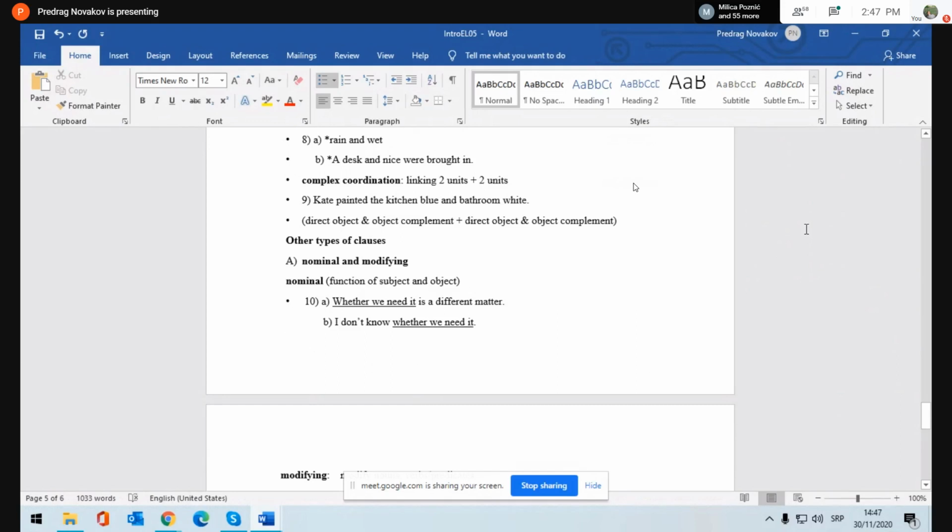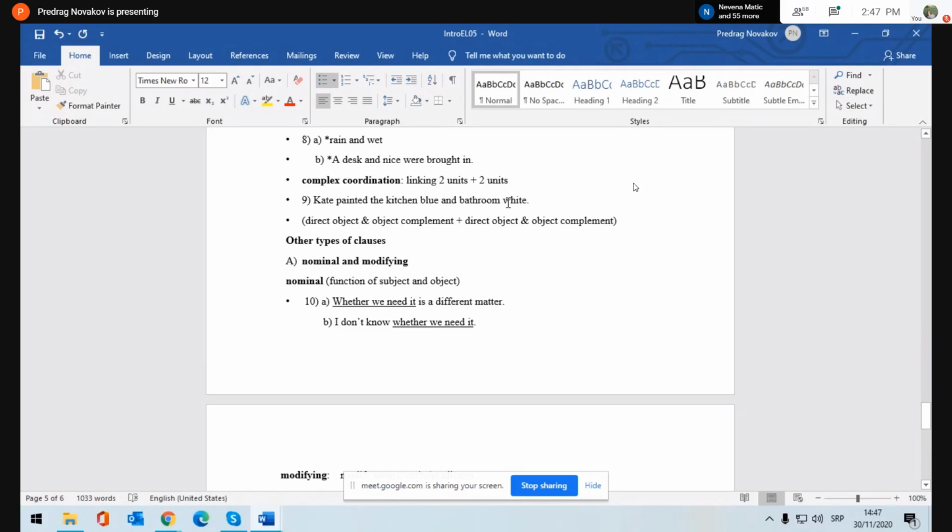You probably already mentioned it in the grammar course, but if not, the kitchen is the object, blue is the object complement. So the kitchen is one unit, blue is the second unit, object complement, plus another object and another object complement. So this is what I mean by two units plus two units. We combine direct object and object complement with another direct object and object complement, okay?